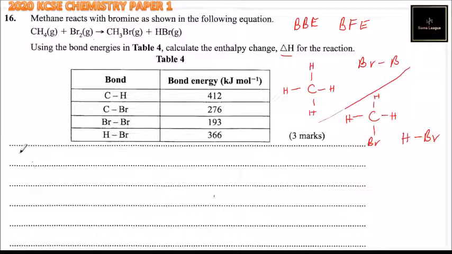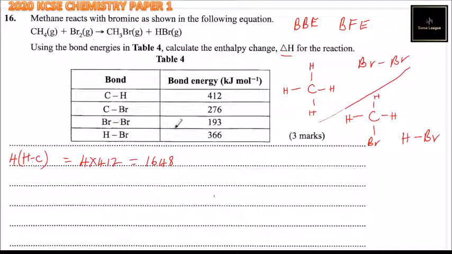So we start here with the bond of H and C. We have 4 of them here, 4 bonds. You break the 4. So the energy required to break these bonds is 4 multiplied by 412, which, using your calculator, gives you 1648 kilojoules.